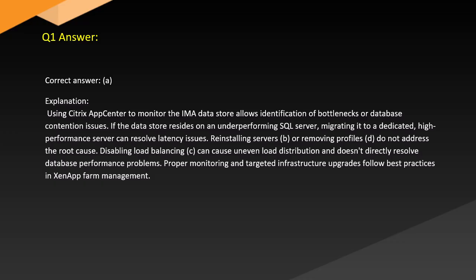Disabling load balancing, C, can cause uneven distribution and doesn't directly resolve database performance problems. Proper monitoring and targeted infrastructure upgrades follow best practices in XenApp farm management.